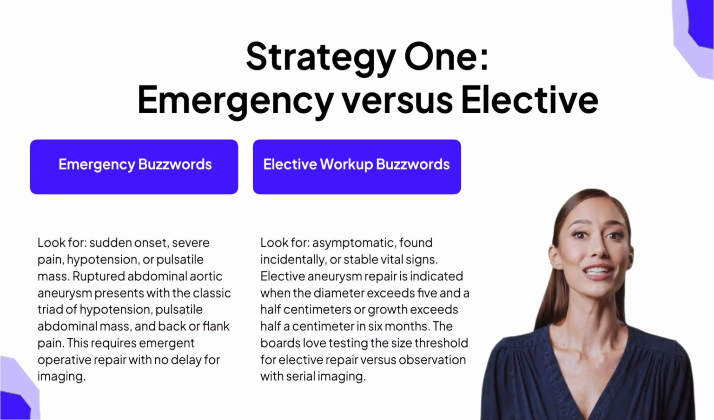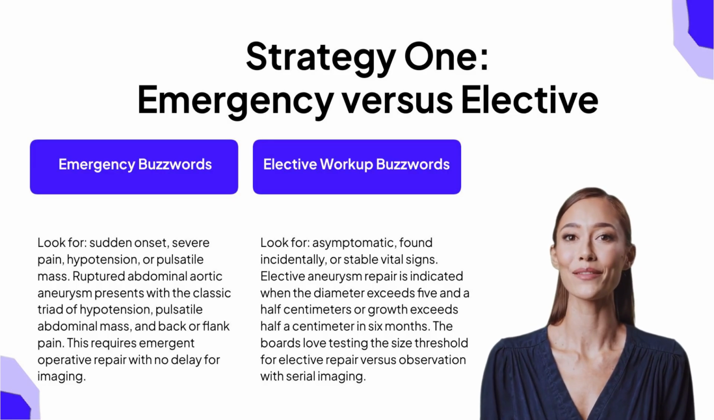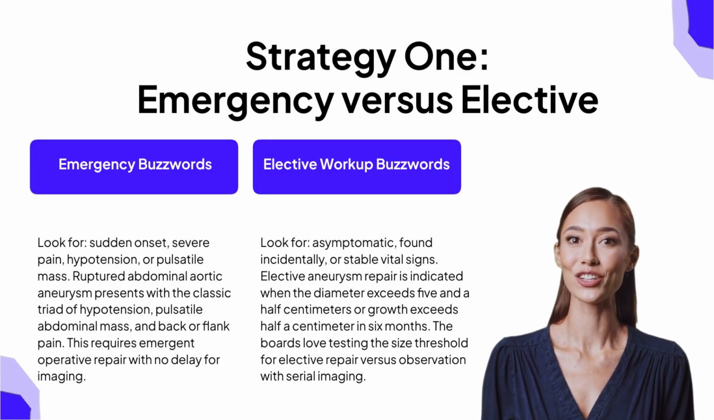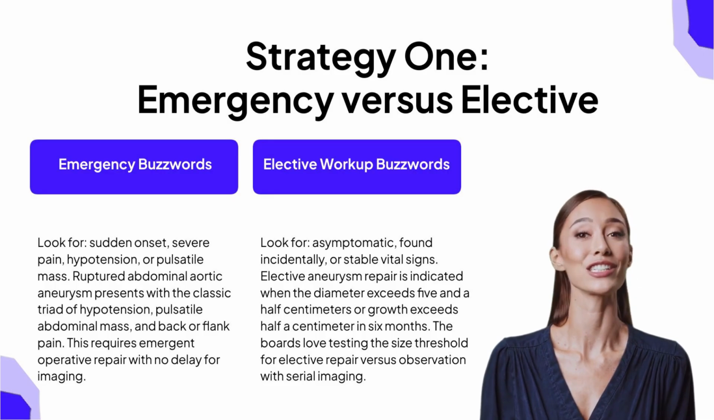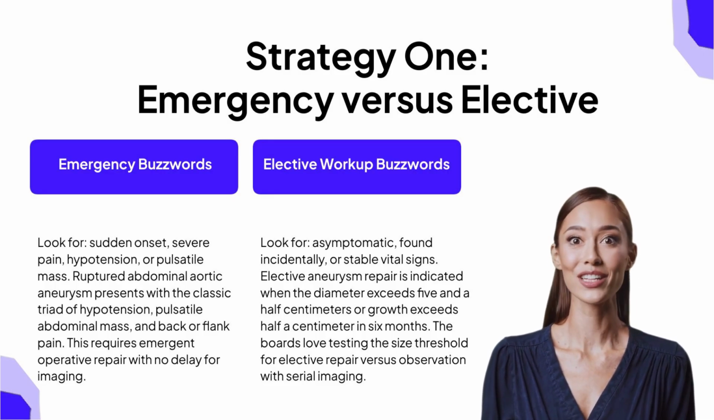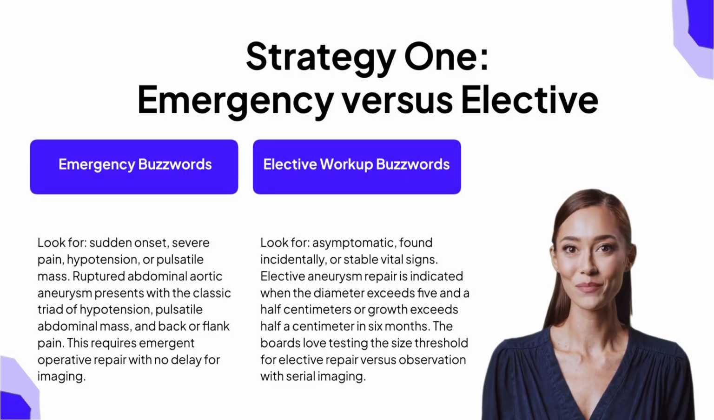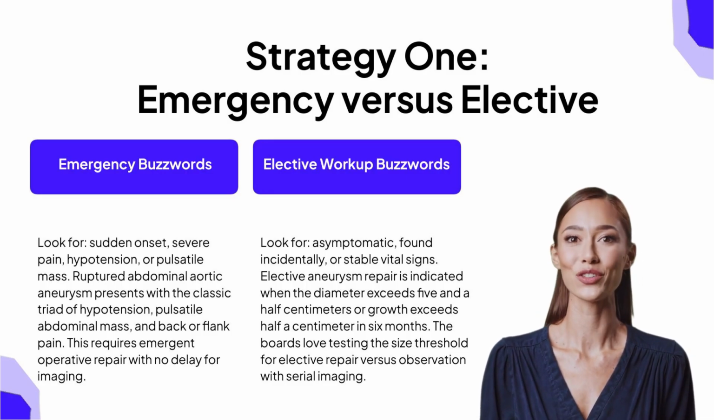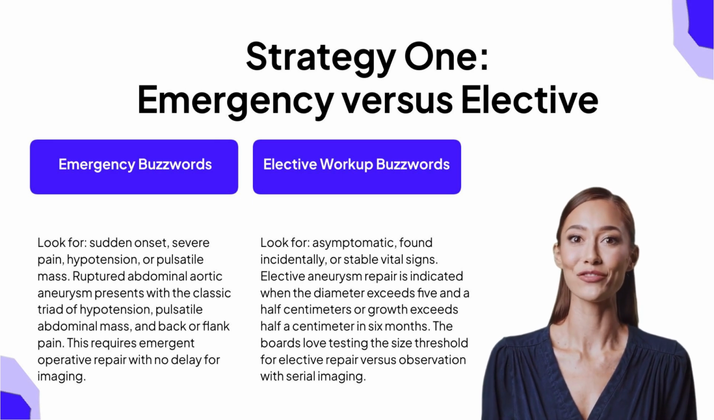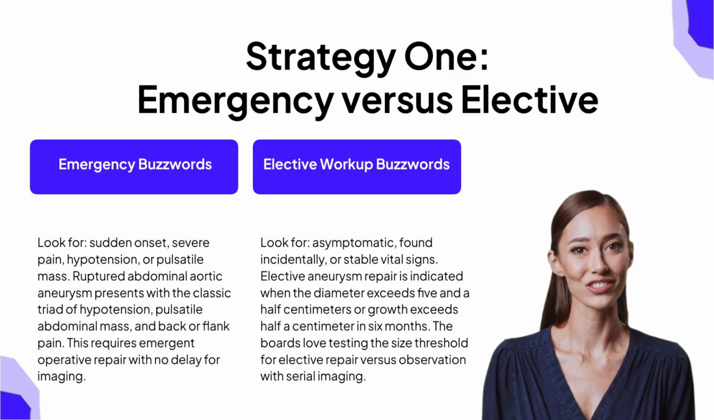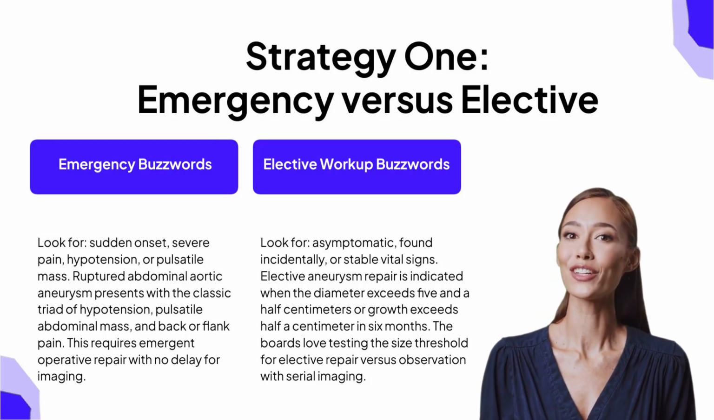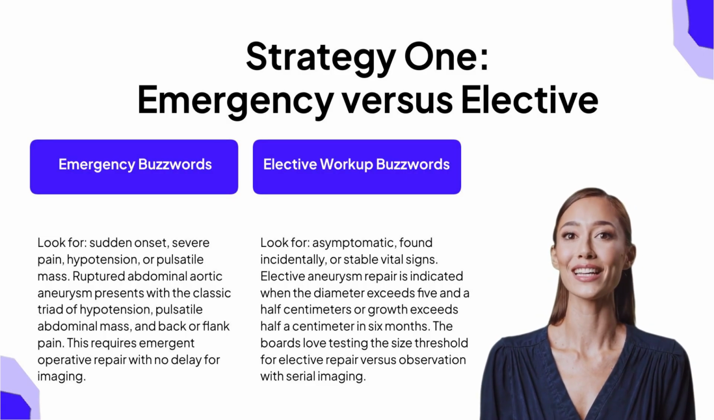Our first strategy is the emergency versus elective split. When you see a vascular surgery question, the very first thing you should do is determine whether this is an emergency or an elective scenario. Emergency presentations will have sudden onset pain, hemodynamic instability, or signs of rupture. The classic board question for a ruptured abdominal aortic aneurysm gives you hypotension, a pulsatile abdominal mass, and severe back or flank pain. When you see that triad, the answer is emergent surgical repair, no imaging needed.